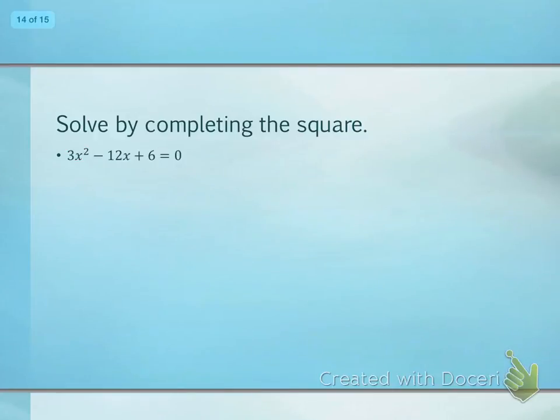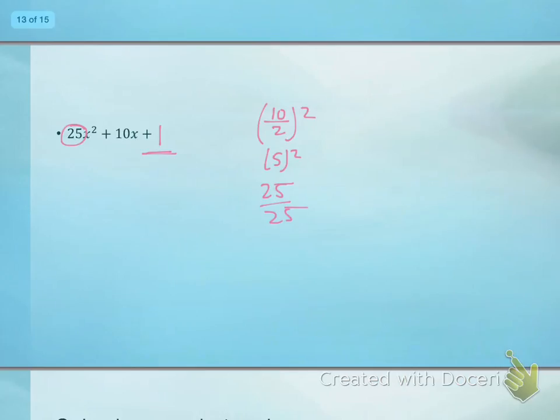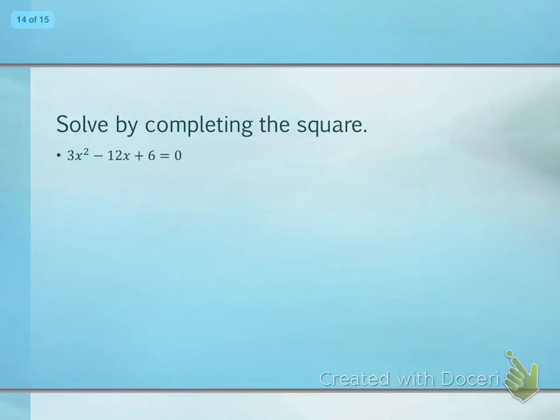Solve by completing the square. Okay, so this is a little different because on these ones we were trying to find the value that makes it a perfect square. The other ones we had perfect squares. This one I don't have a perfect square yet. So I need to get it into a form that I can make that perfect square.